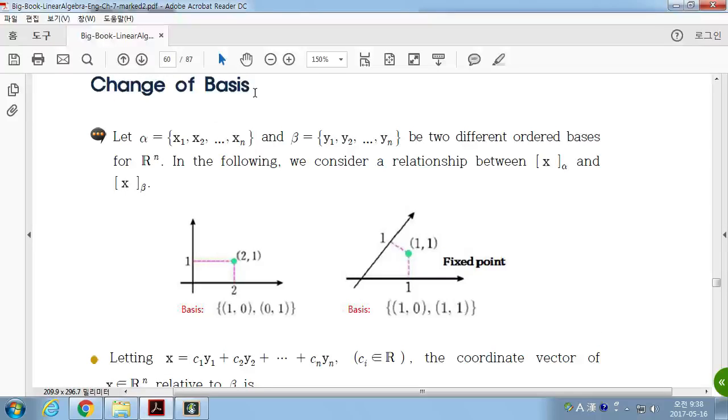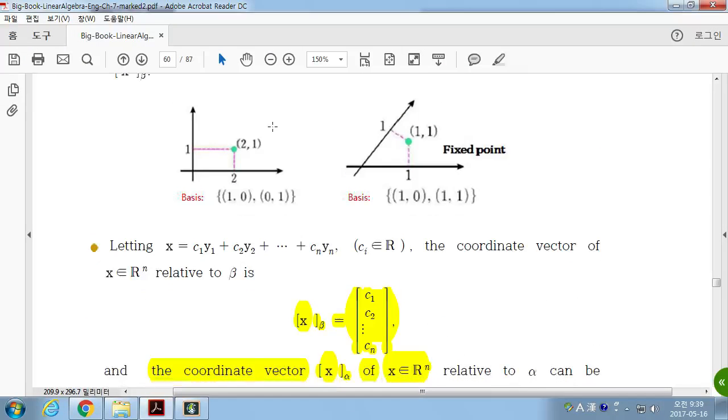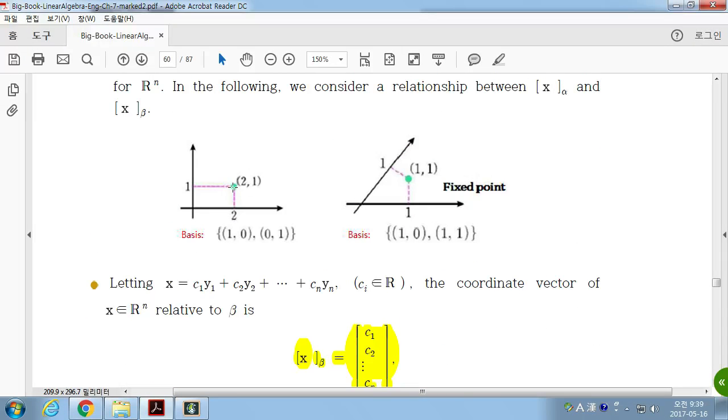Next, change of basis. This is also a very interesting topic that you should know. Let alpha and beta be two different ordered bases of Rn. We will think about the relationship between the coordinate vector of x with respect to alpha and the coordinate vector of x with respect to the basis beta. What's the relationship? Think about this. We have the same point here. These green points are the same point.